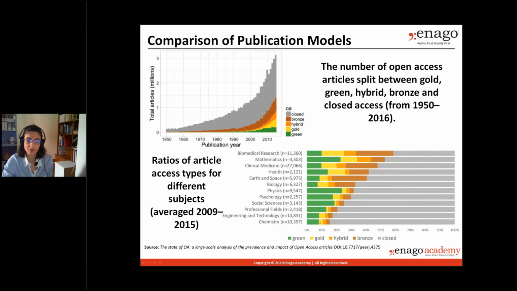At the same time, you will see how there are variations across the different disciplines in terms of percentage of green, gold, hybrid, bronze, and closed publications. And of course, things are changing within each one of the different disciplines. It is noteworthy that the majority of green, if you want, publications are observed in physics and mathematics.